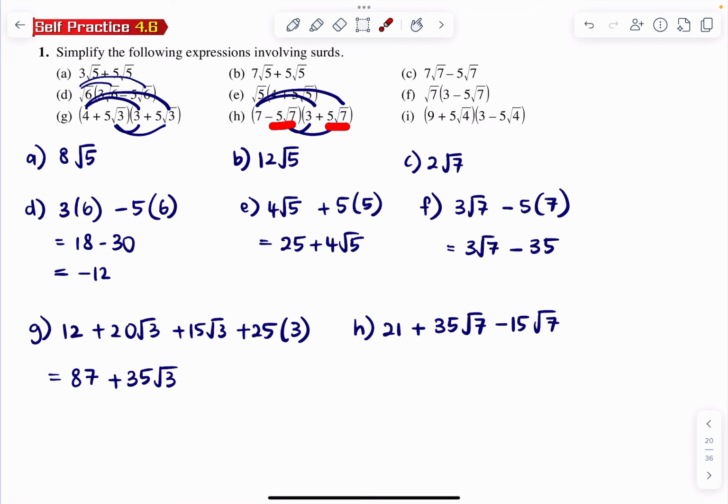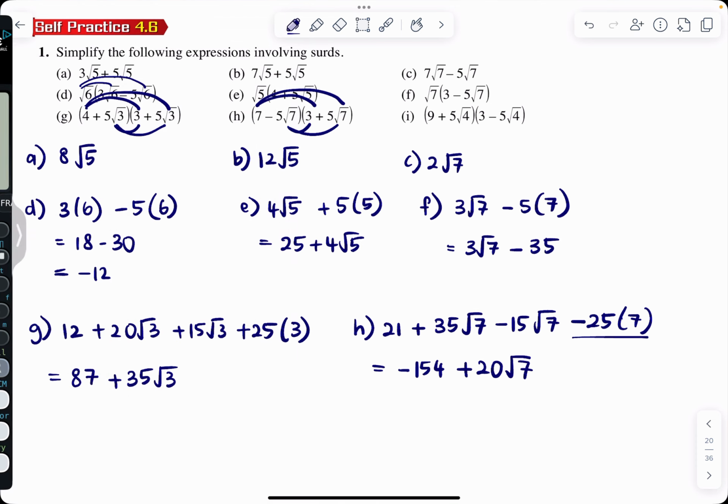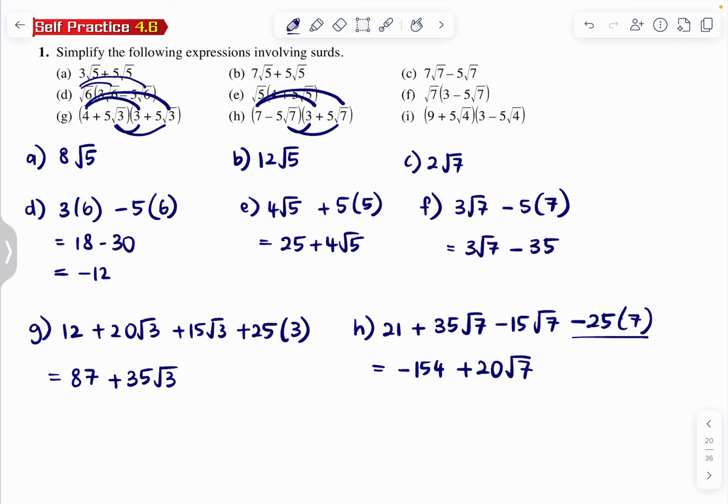Then this times this. Surd 5 times surd 5 is 25. Negative, don't forget, because here is negative. Surd 7 times surd 7 is just 7. Okay, just use calculator lah. 21 minus 25 by 7. So this is negative 154. And then 35 surd 7, 15 surd 7. So 35 oranges minus 15 oranges is 20 oranges. Done.